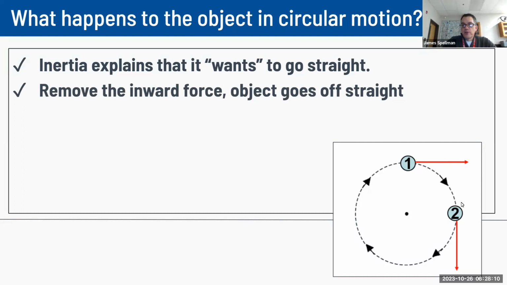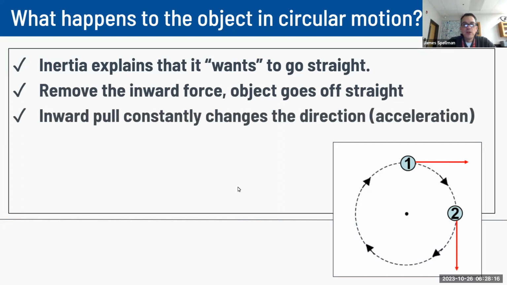Similarly, if we let it go around to 2 and we let it go at that point, it's going to fly off, continuing in a straight line when we remove the force. So that inward pull is constantly changing the direction. And when we're changing a direction, going back a few months, that results in an acceleration. And in order to accelerate things, we need to have a force.